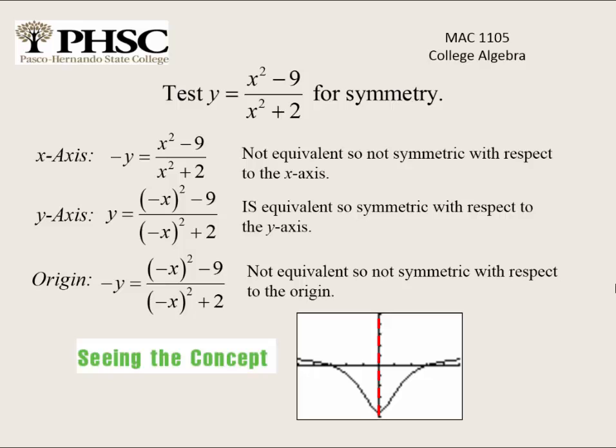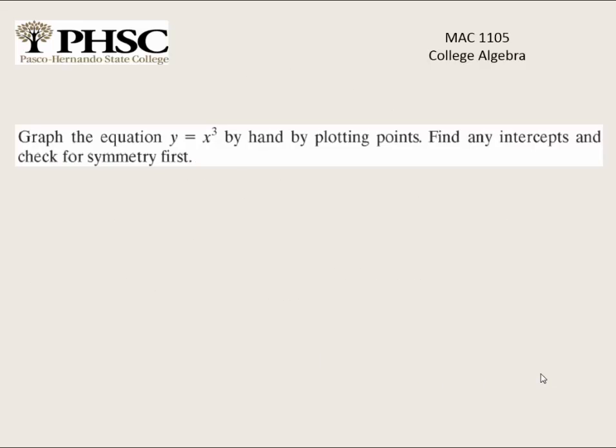Here's the graph of the particular equation. As you can see, the y-axis is the red line, and you can see that it's acting as a mirror for this particular graph. So the next thing that we're going to talk about is y equals x to the third power. We're going to go ahead and plot this by plotting points. We're going to find the intercepts, and then we're going to check for symmetry.